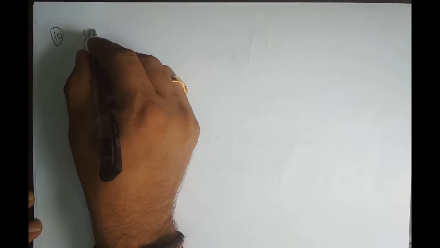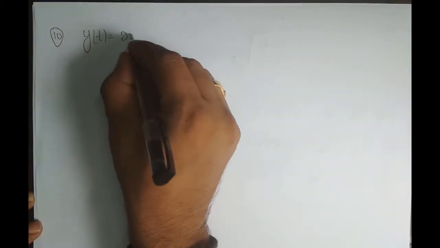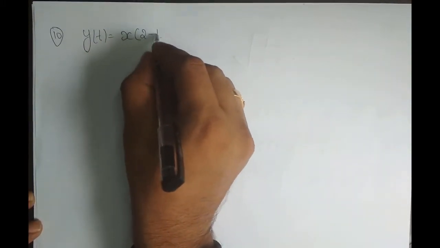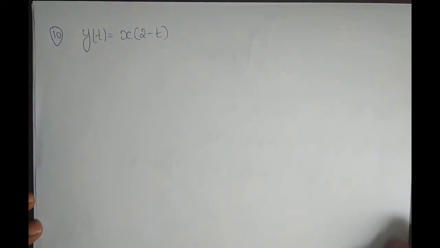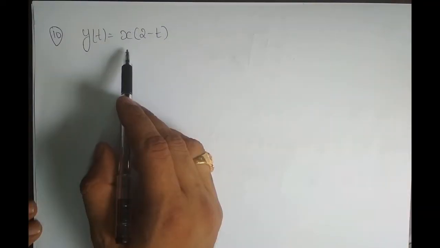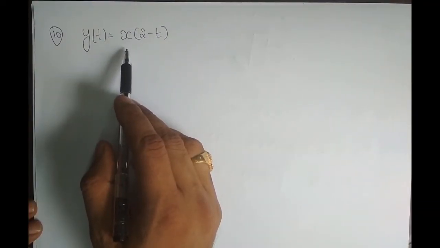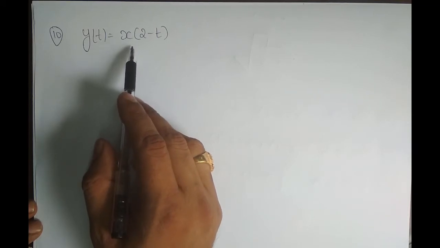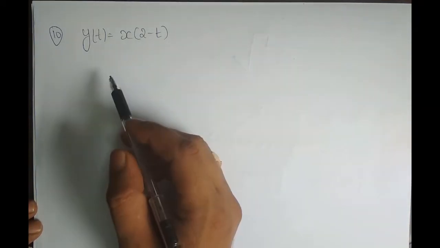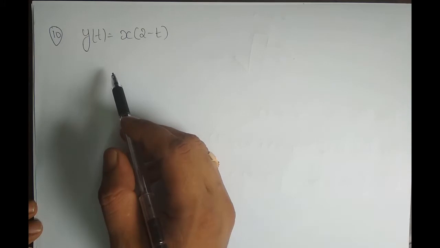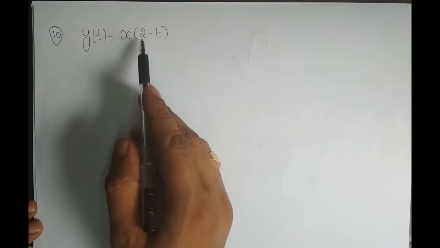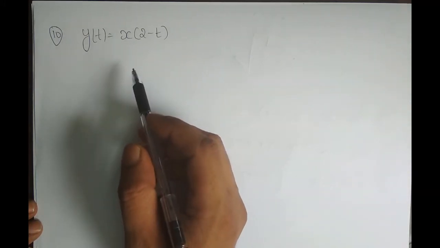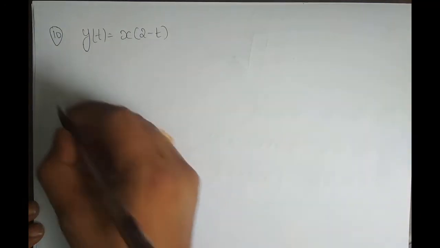So problem number 10, y of t is equal to x of 2 minus t. Before you take up the problem, first you have to see whether this involves the precedence rule. When do we apply the precedence rule? A signal which involves both time shift and time scaling operation, then only it involves the precedence rule, right? So, solution.